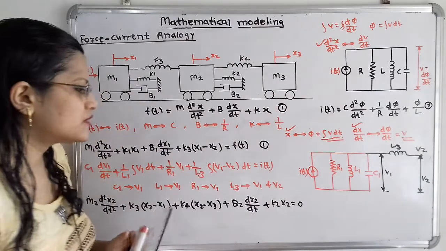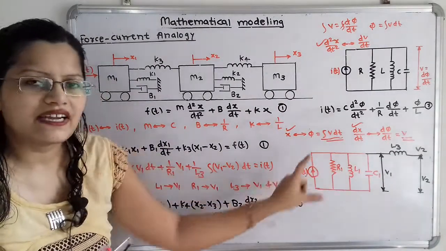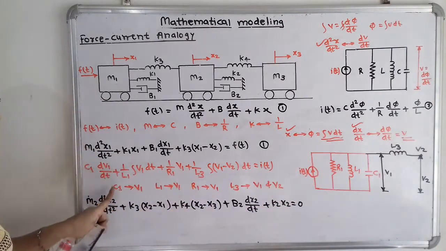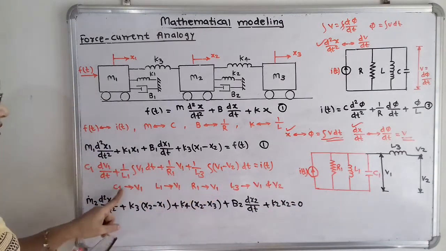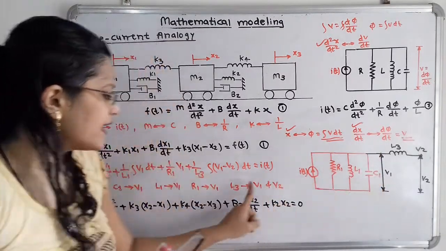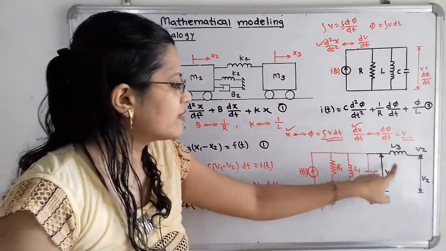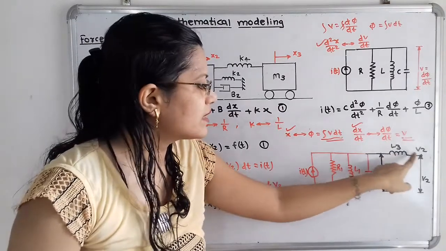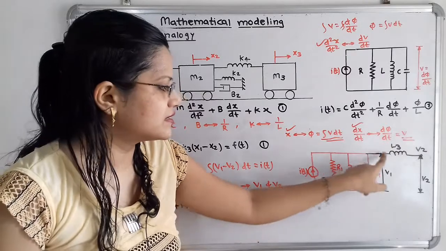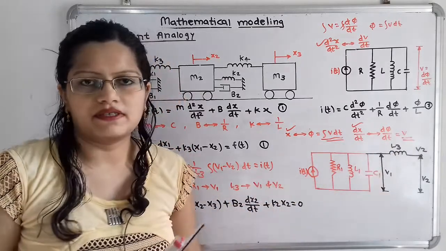Now if we observe, we can satisfy all the elements, that is I of t is the input, then C1, L1, R1. These three elements are having same voltage V1. L3 is in between V1 and V2. So in between V1 and V2 we have to join this L3 in series with these three elements.